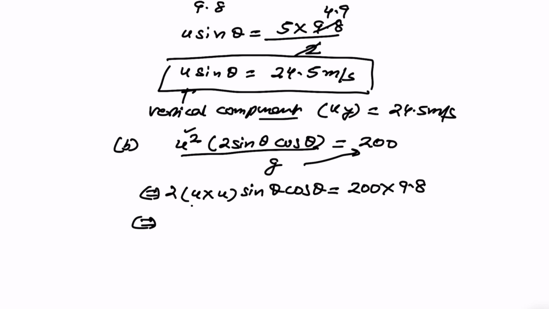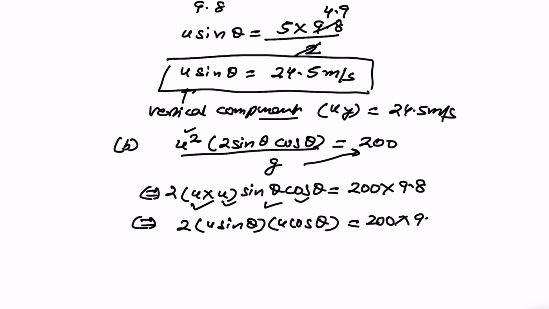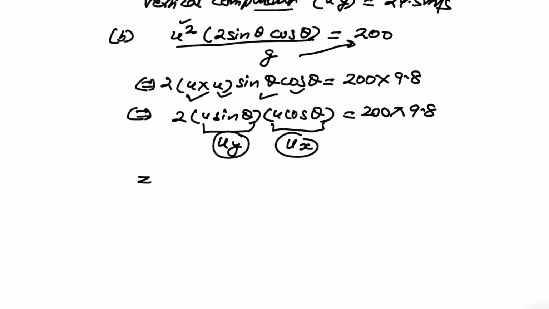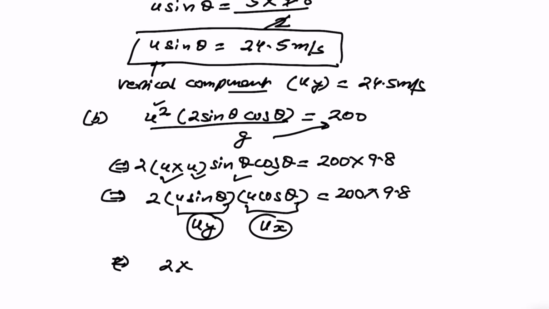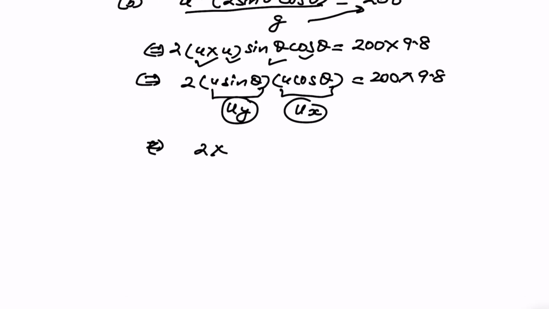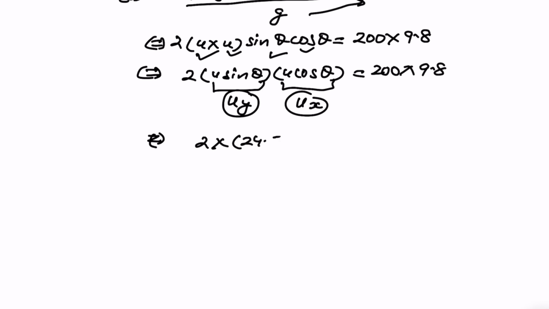Now I can write this u sin theta in one bracket and u cos theta in the other. So this will become 200 into 9.8. Now what is this u sin theta? In fact, this is the vertical component of the velocity, and this one is the horizontal component of the velocity. We have already calculated the value of u sin theta in the first part, which was 24.5, so I can substitute it here. The u cos theta is the horizontal component of velocity.